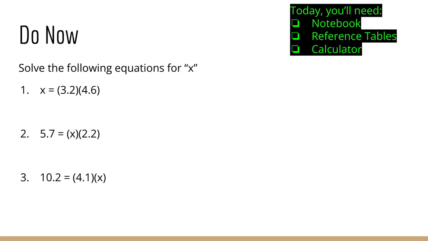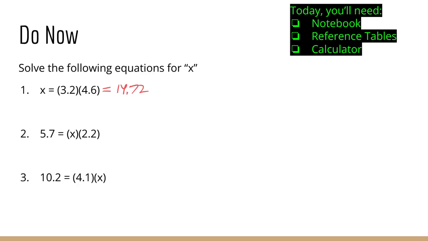Before we start learning about the heat equations, I want to just practice some very simple algebra that's going to be relevant to the equations we're going to learn. So I want you to solve these three questions going to two places after the decimal. Question one is pretty straightforward. We're just multiplying these two numbers together, and that's going to give us 14.72.